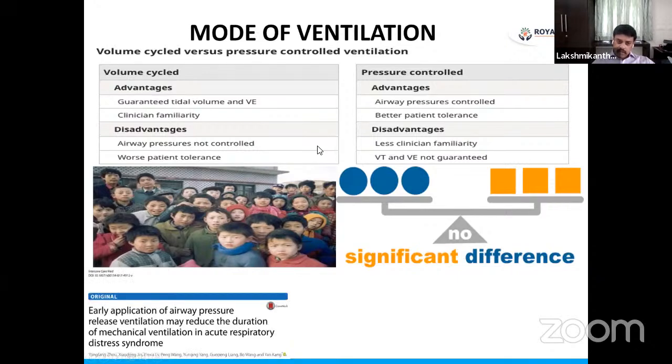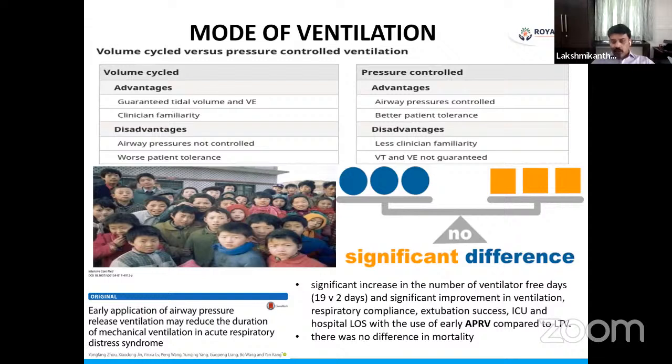But there was an interesting study in recent times which showed that early application of a mode called airway pressure release ventilation, or APRV, has a significant increase in the number of ventilator-free days and significant improvement in respiratory compliance, extubation success, and ICU and hospital length of stay, compared to normal ventilation. But still, there was no difference in mortality.